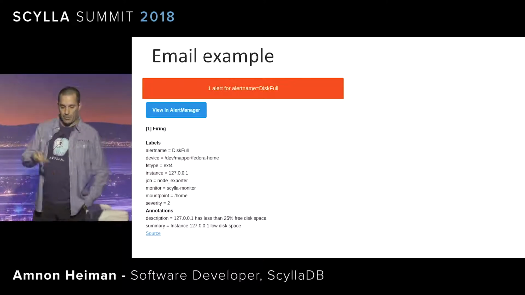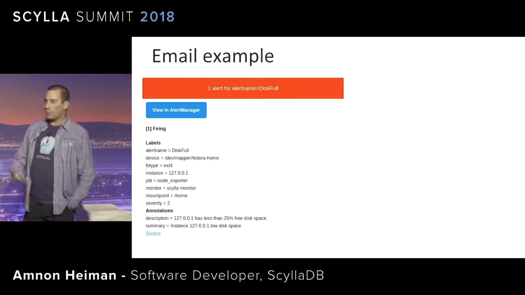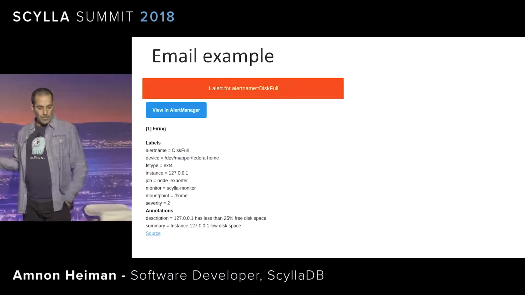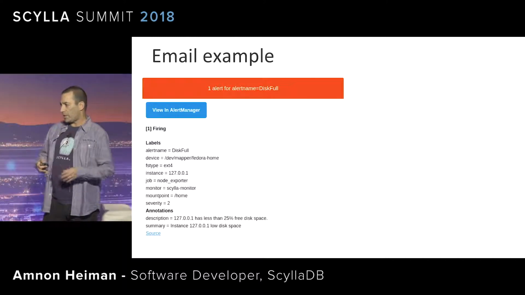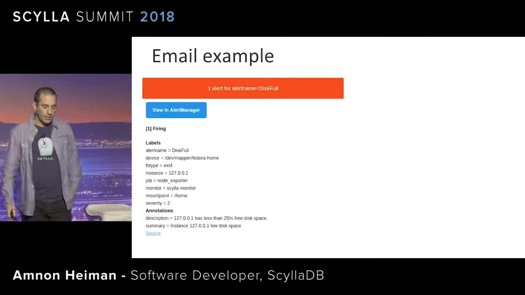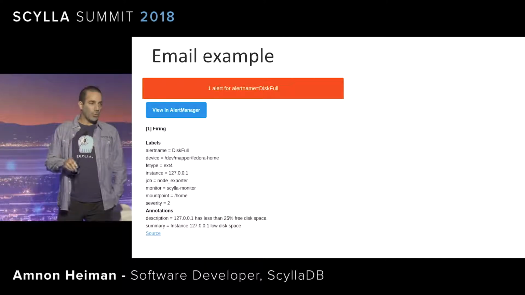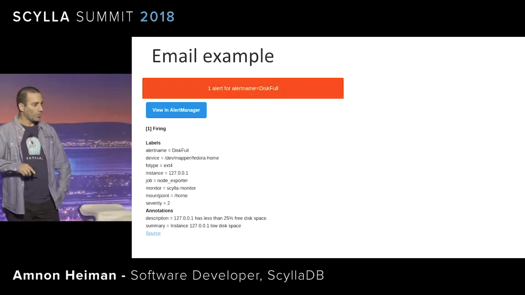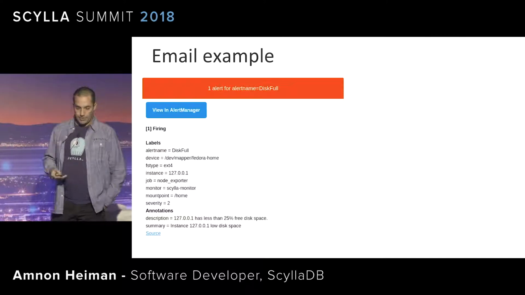This is an email example for a disk space that is running out. You can configure the email notification. Alertmanager will try to combine as much information as possible to the same email when it's similar alerts. And it's good to remember that email is a really nice and easy way to integrate with other systems. For example, we use email to integrate with Zendesk for internal purposes.